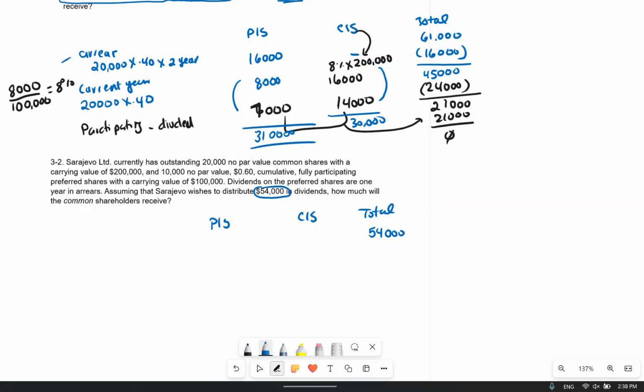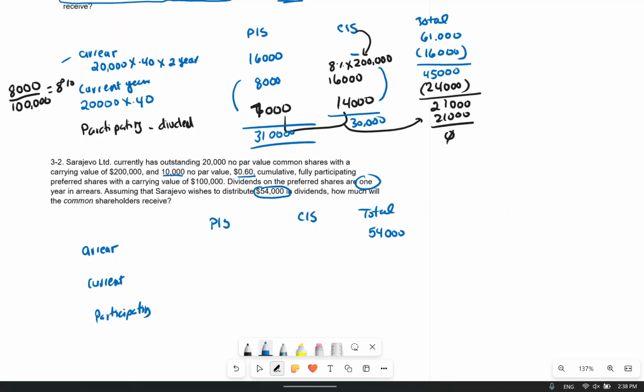So going further with this question, they said that they are cumulative and fully participating. So cumulative and fully participating, we need to worry about arrears, then we worry about my current year, and then we worry about our participating. So arrears says we haven't paid them for 1 year. How much do we owe them? We owe them 10,000 times the 0.6.